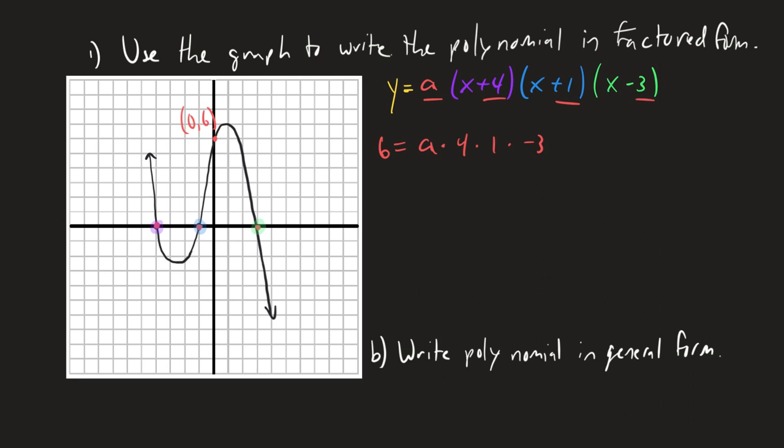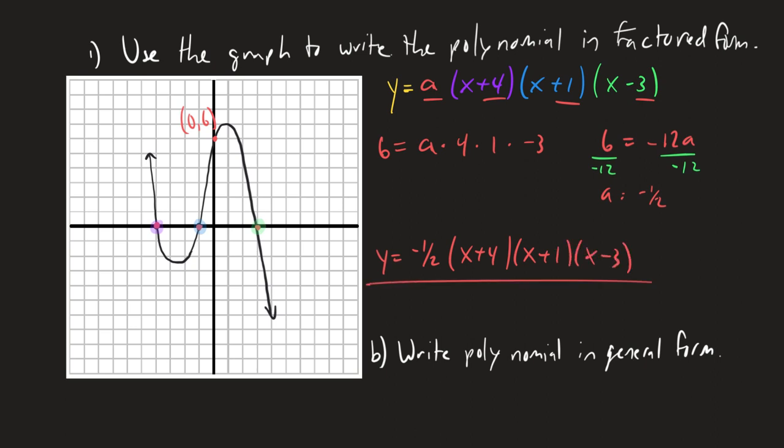So 4 times 1 times -3 is -12. So I get 6 equals -12 times a, or -12a. So I want to divide both sides by -12. And so then we find out that a is equal to -1/2. And so now that I know that, I could say that y equals -1/2 times x plus 4 times x plus 1 times x minus 3. So there's my polynomial in factored form.